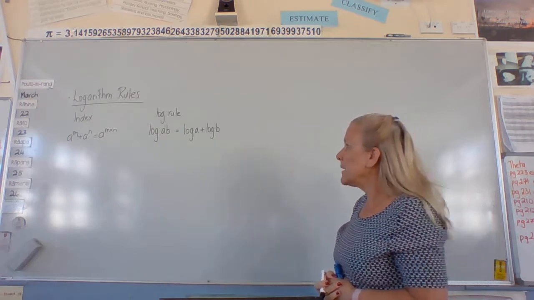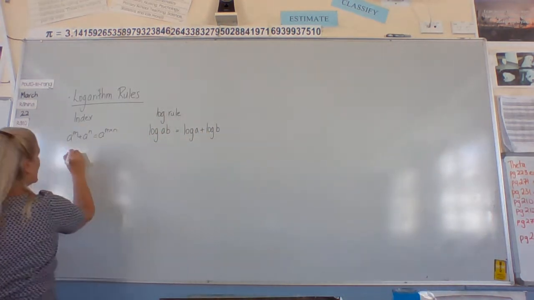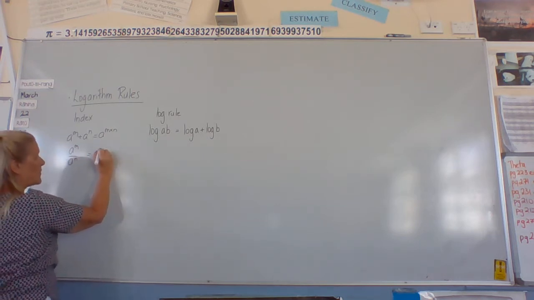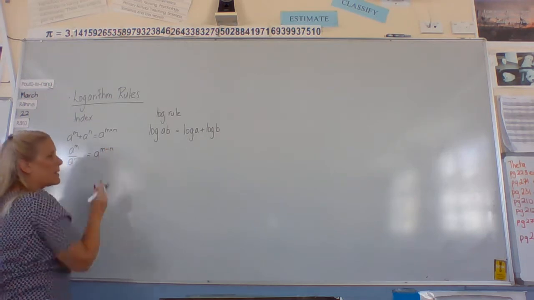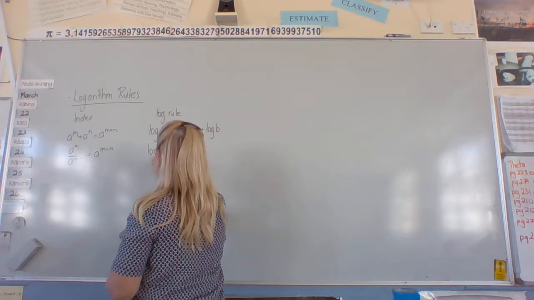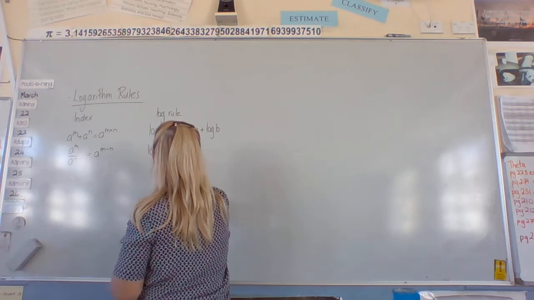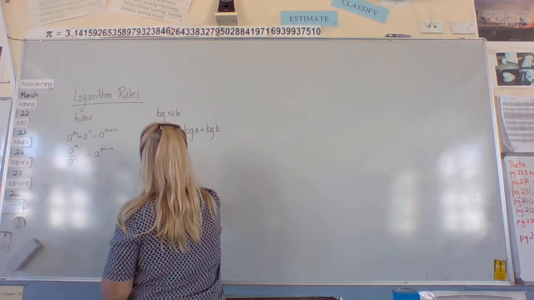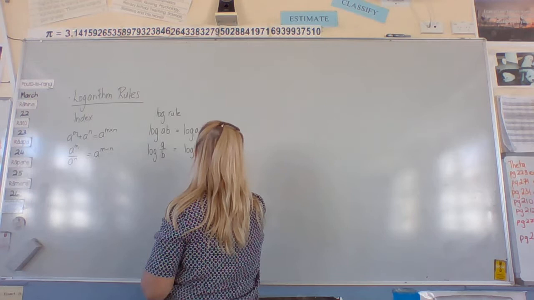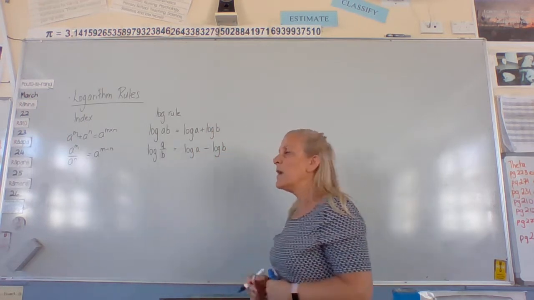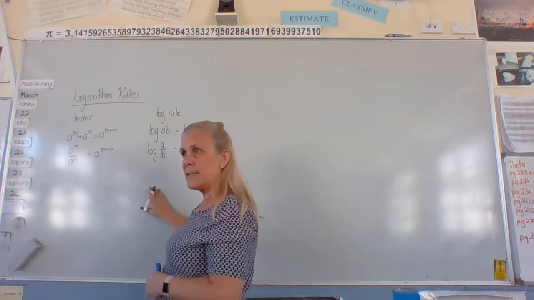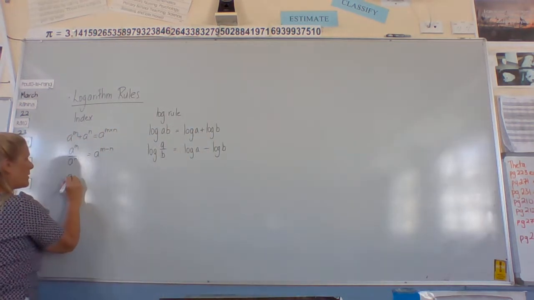All right? Then we had a rule that said A over B, which is divided by, of course, is minus. That same rule in logs looks like this. Log of the top minus log of the bottom. And they all work because of the relationship between logs and indices. All right? What was the other one?